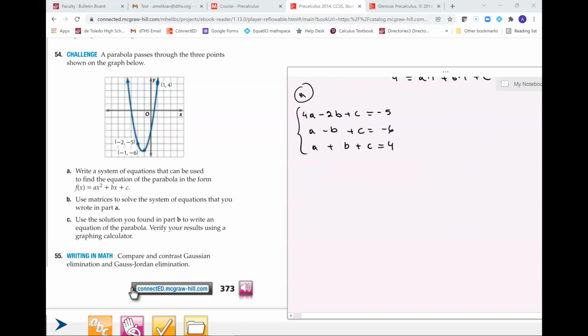Now, for part B, use matrices to solve the system of equations that you wrote in part A. Here, we have to do row echelon form, right? We have to put this in row echelon form and solve it. So 4, -2, 1, -5; 1, -1, 1, -6; 1, 1, 1, 4. All right? You're going to solve it, put it in row echelon form, and was anybody able to come up with this matrix and solve it?